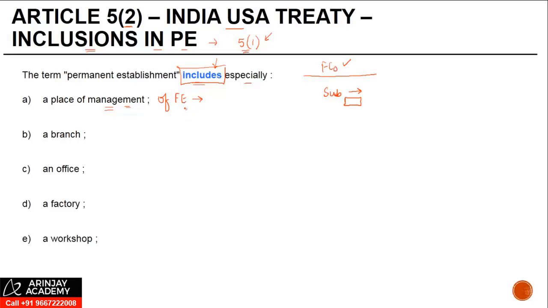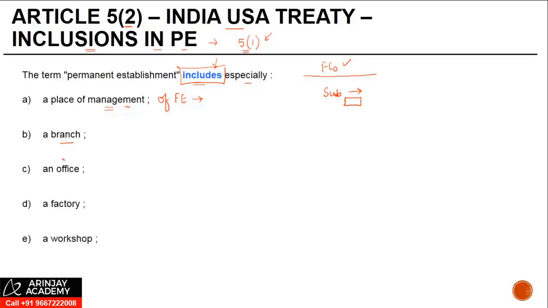And what does a place of management normally include? A place of management includes a place where the board of directors of the company guide what the operation should look like. If there is just some liaison office, just a marketing office, or some information provider, that may not constitute a place of management. A place of management necessarily has to be a place where the key decisions relating to the management of the company are to be taken.